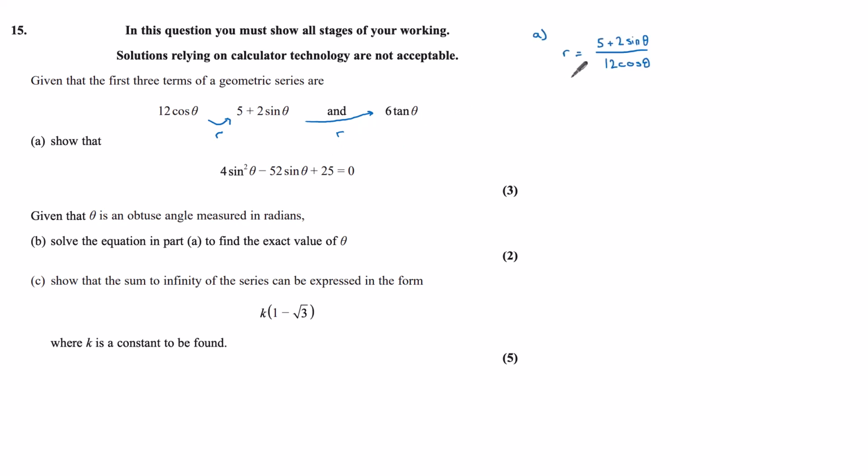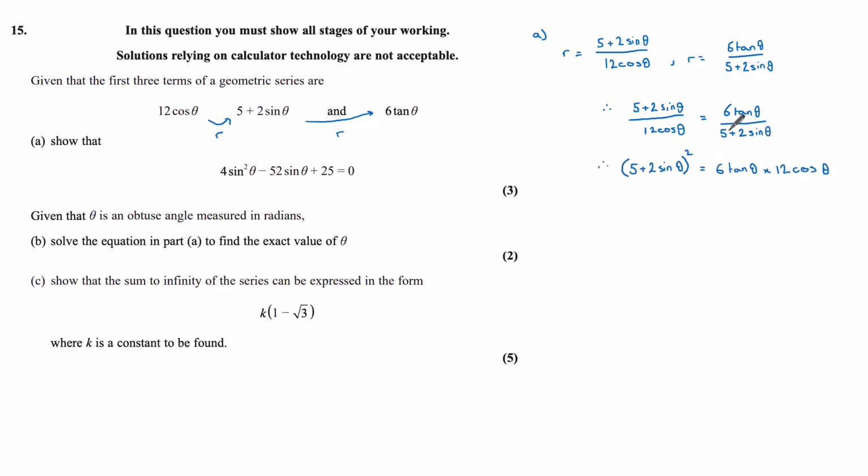This means I can write r as being equal to 5 plus 2 sine theta divided by 12 cos theta. But I can also write it as 6 tan theta divided by 5 plus 2 sine theta. Given these two different ways of writing r, I can put them equal to each other. So 5 plus 2 sine theta over 12 cos theta is equal to 6 tan theta over 5 plus 2 sine theta.